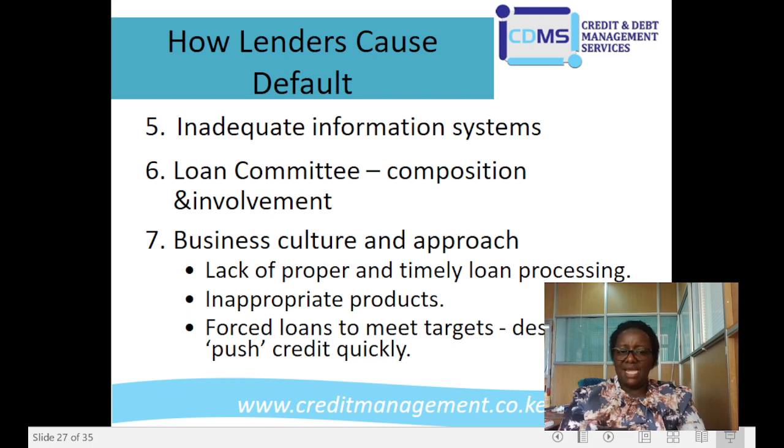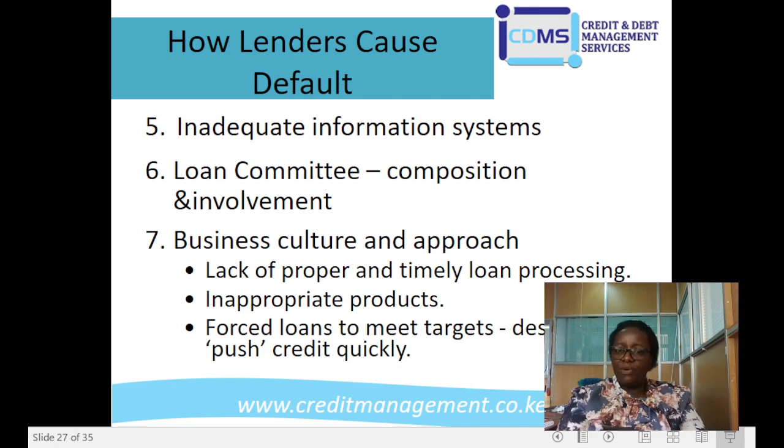The other one is business culture and approach. This is what we are saying, lack of proper and timely loan processing. If you are giving, for example, loans to customers and you fail to process those loans on time, customers tend to misbehave when it comes to repaying the loans. They also delay because probably you delayed in disbursing the loan, and by delaying you also caused them maybe to miss out on the business. So they will want to equalize with you because you didn't extend the credit to them on time, and therefore they want to punish you by not paying you on time.